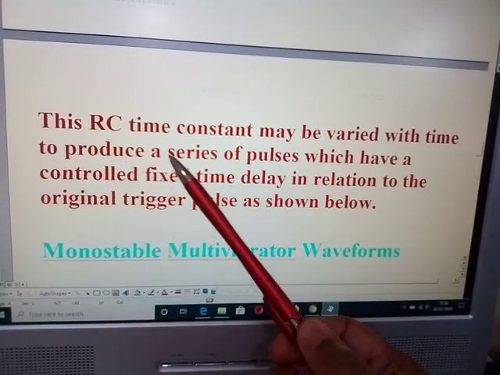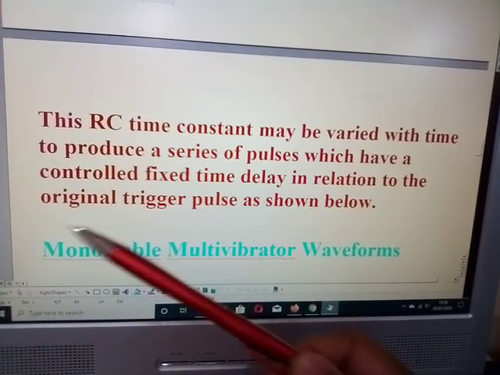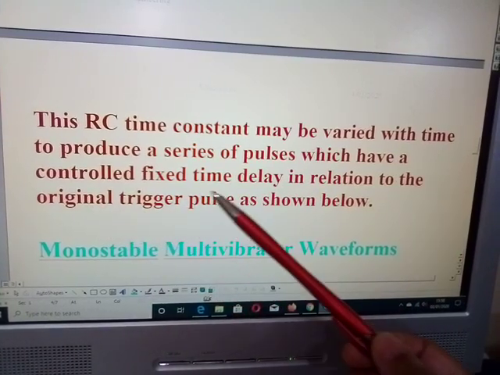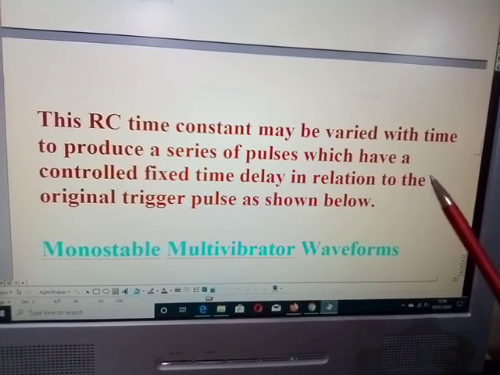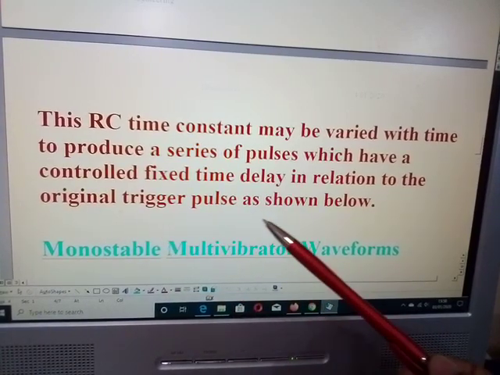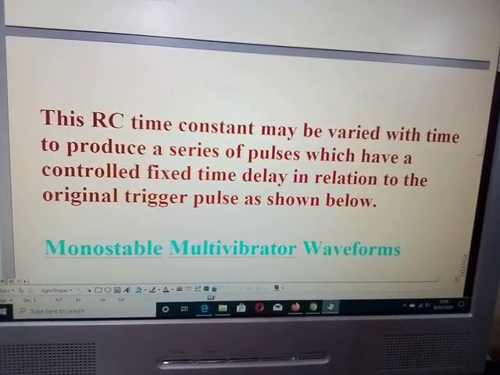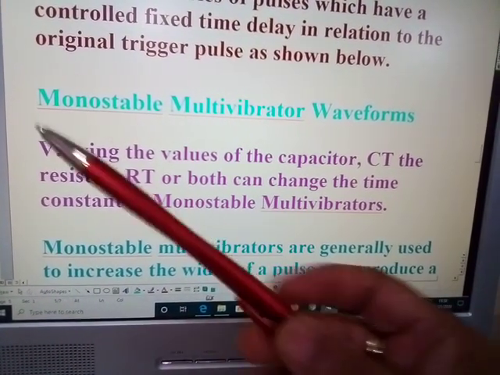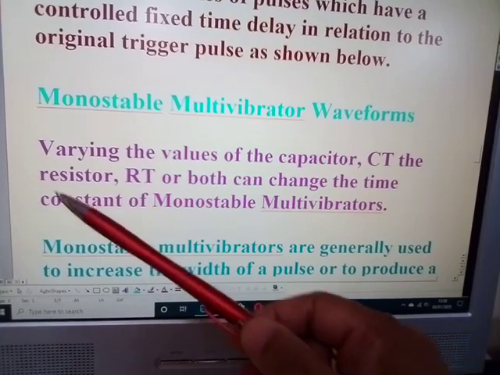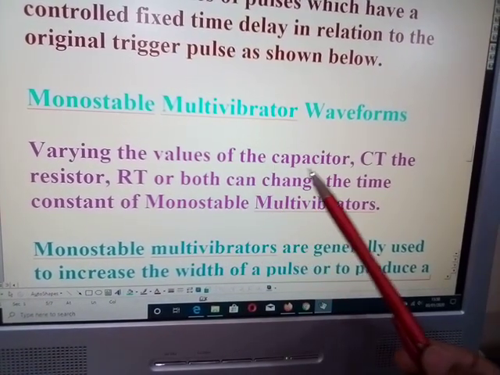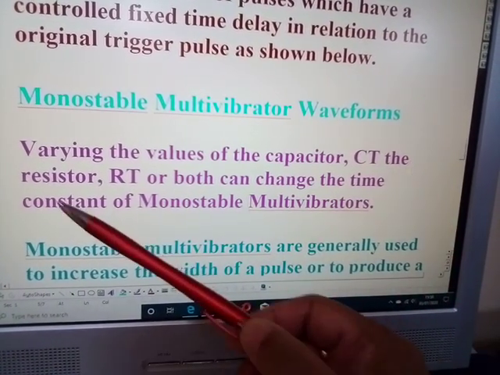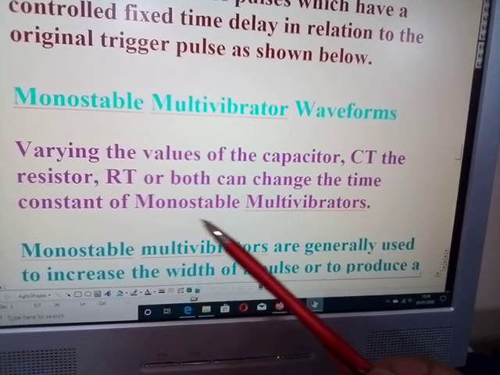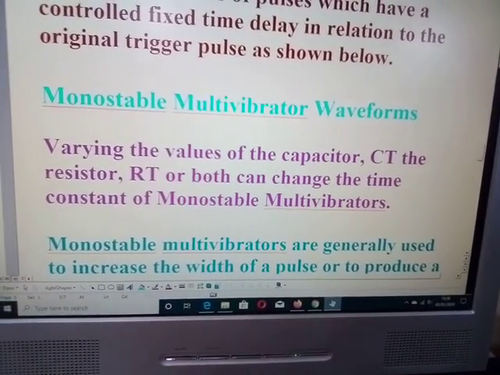Now this RC time constant may be varied to produce a series of pulses which have a controlled, fixed time delay in relation to the original trigger pulse, as shown below. And again, all I'm saying here is that with monostable multivibrator waveforms, varying the values of the capacitor CT, the resistor RT, or both can change the time constant of monostable multivibrators.